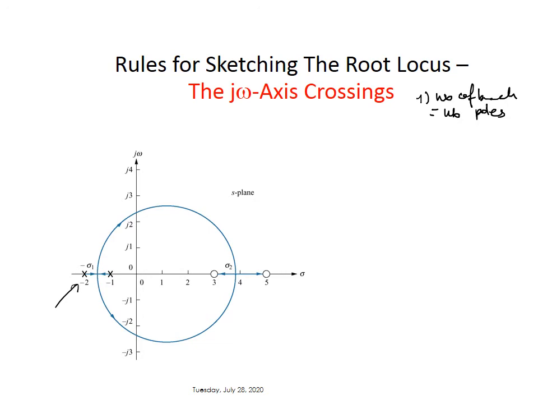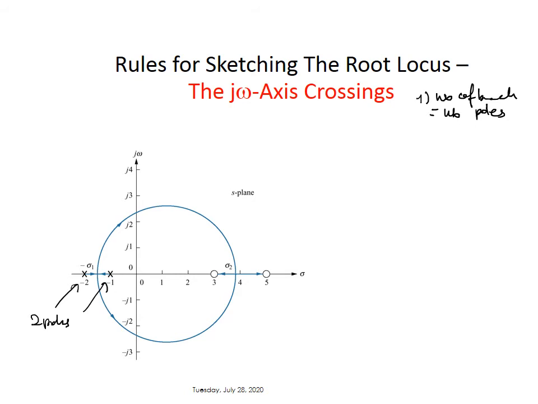We can see this is a PZ map. We can identify 2 poles and 2 zeros. So if there are 2 poles, it means there should be two branches of this root locus. Where are the 2 branches? Let me get another color.